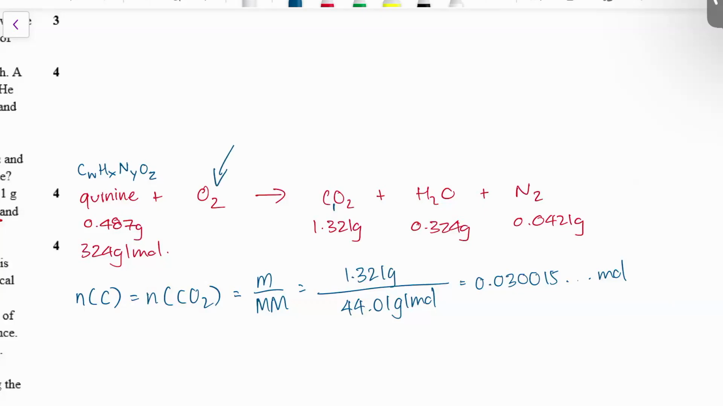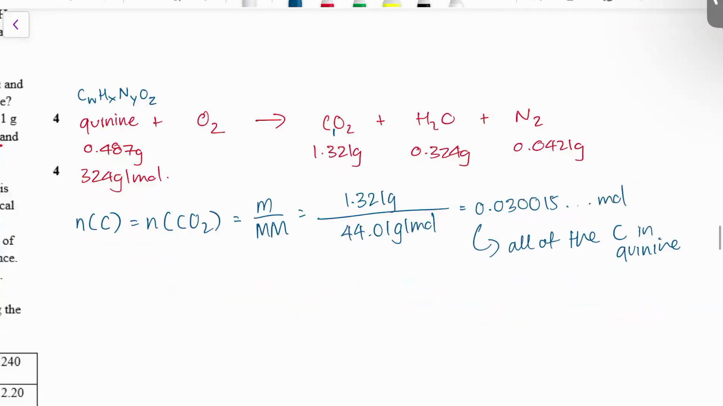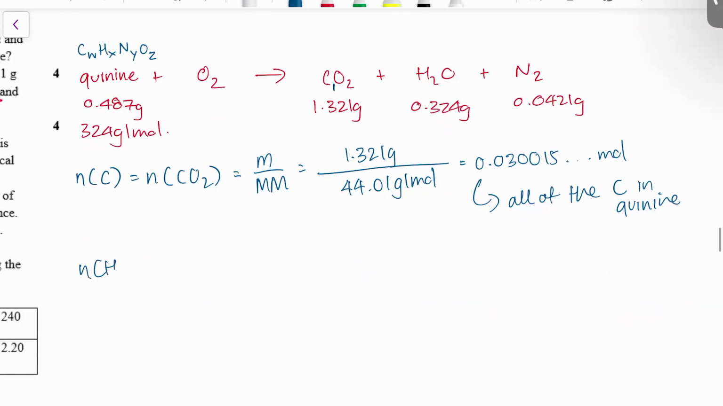Yeah? So this is the carbon, let's label it. It's all of the carbon in quinine. Okay, cool. So we've established that. That's actually what I want. I want the amount of each element in my unknown quinine.